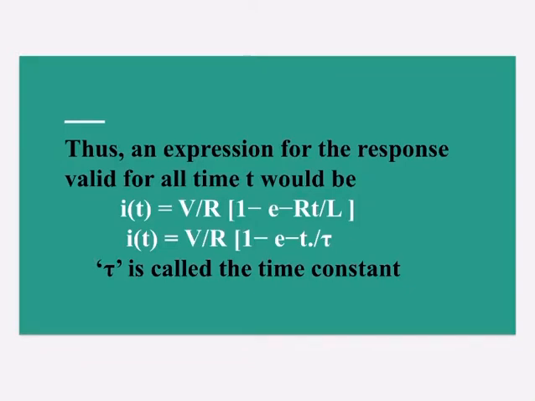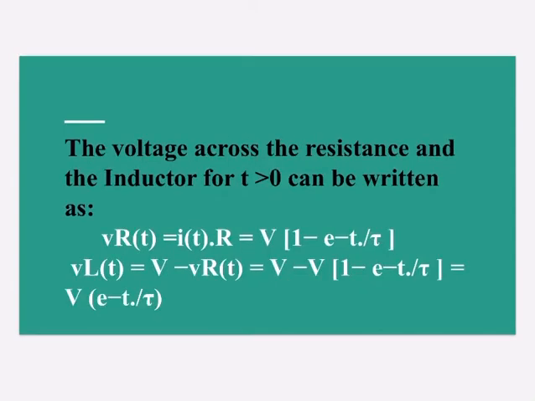Now let us see the voltage across the resistance and the inductor. Here we have the voltage across the resistance, which can be written in this equation as VR of t is equal to i of t into R is equal to V into (1 minus e to the power minus t by tau). We have the same kind of expression for the inductor, given here.